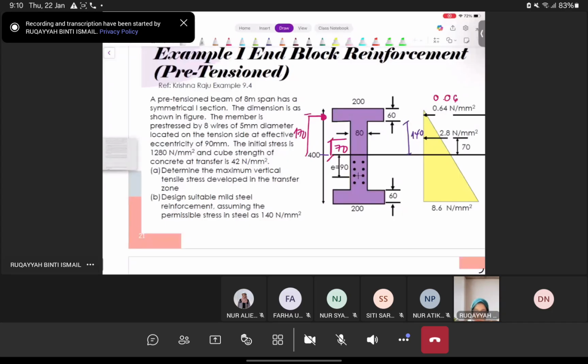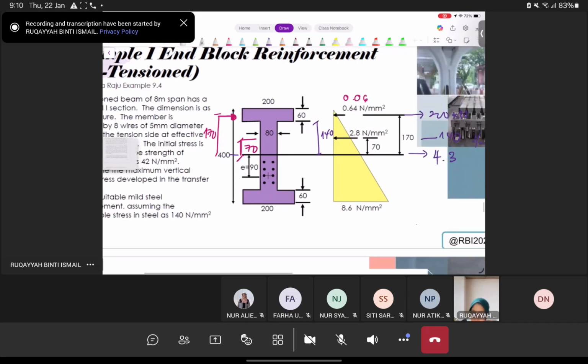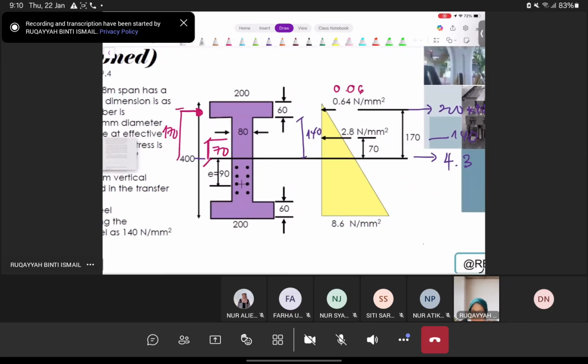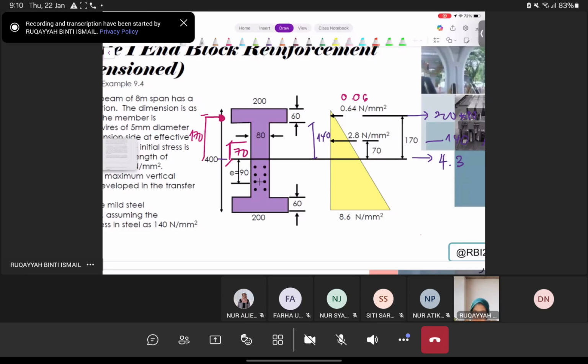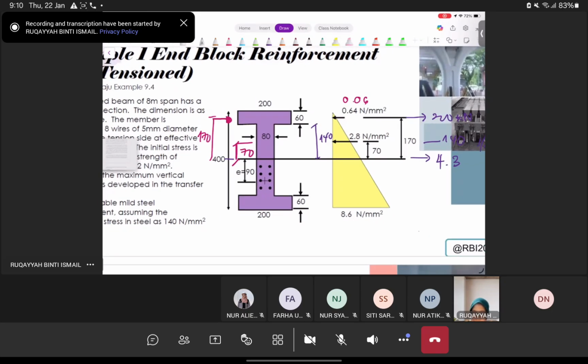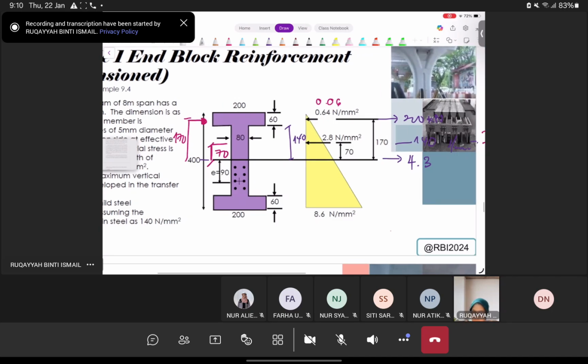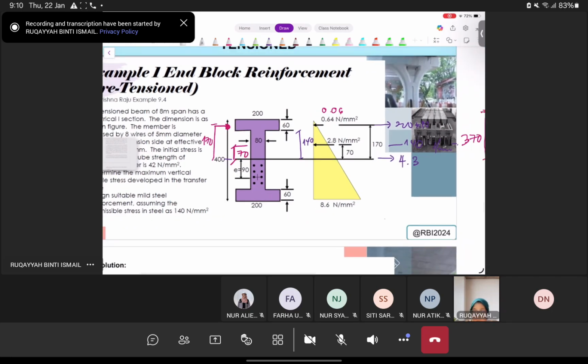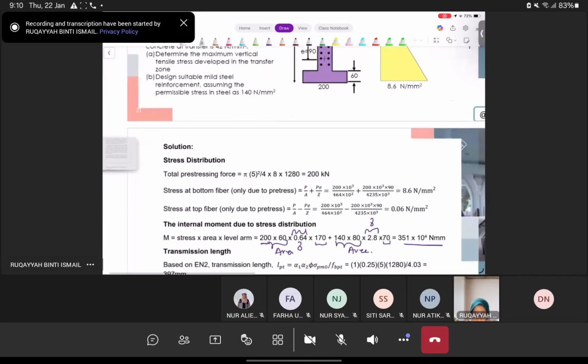So we have to calculate what will be the vertical tensile stress, and design suitable mild steel reinforcement, assuming the permissible stress in steel is 140 MPa. Okay, all right. So if you look into this, what is given to us? So that means you have certain values. We have the forces involved, of the stresses, from the top flange until the bottom part of your beam. Okay, so later we will see the calculation.